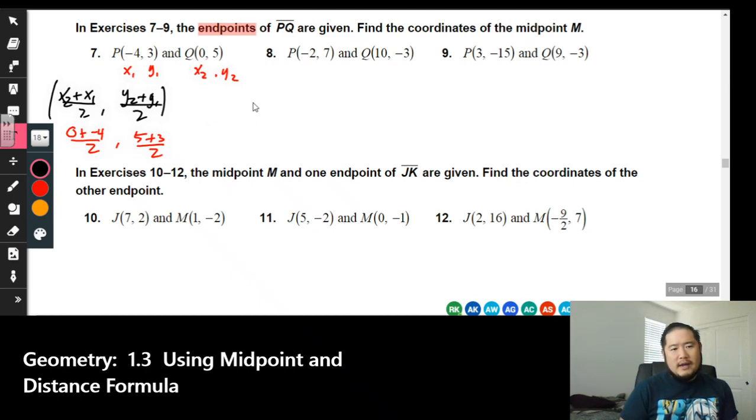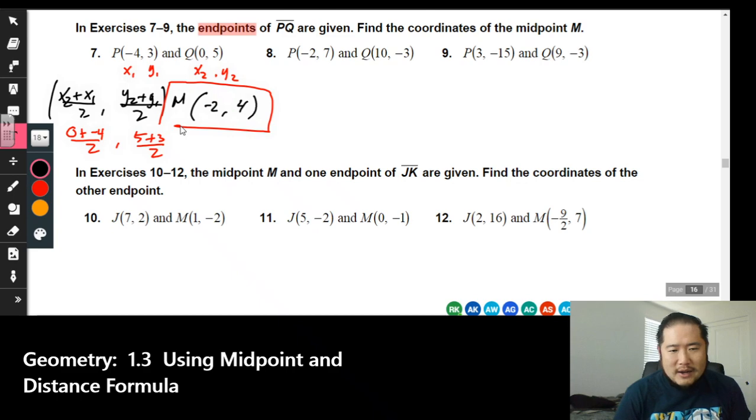And I've got 0 plus -4 is -4. Divide that by 2, and we're left with -2. 5 plus 3 is 8, divided by 2, and that's 4. And so our midpoint right here is at -2 and 4. You don't even have to draw things out, and you can get the answer. All right, and that's the whole beauty of this.